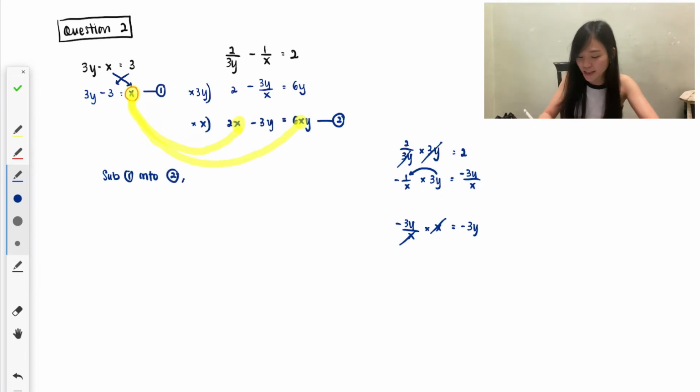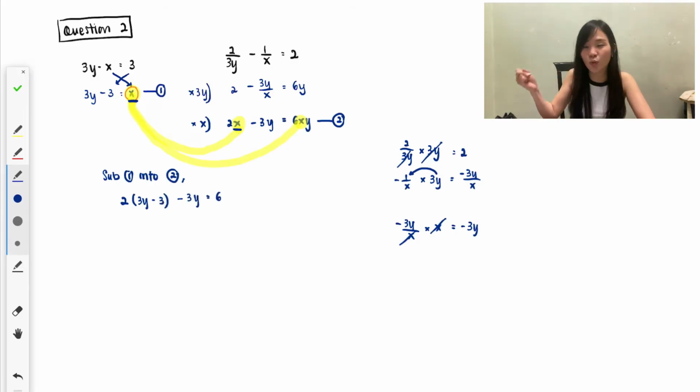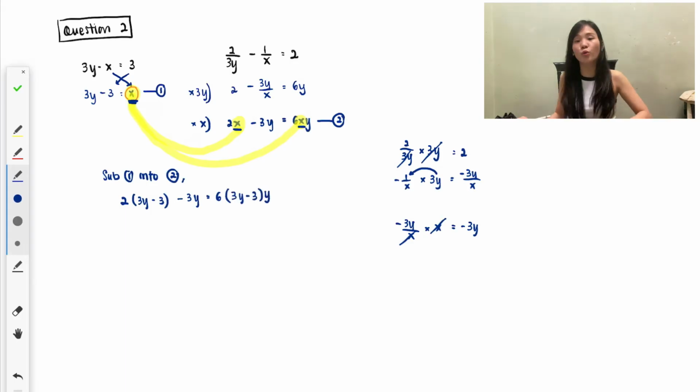So when I sub inside equation 2, isn't it the x here, you guys will sub whatever you already prepared. So isn't it the x will become 3y minus 3. Put bracket, yeah? Minus 3y equals to 6xy. Don't write 6xy because you're going to sub. So isn't it the x also will be replaced by whatever equation 1 has. So isn't it the x will be 3y minus 3. At the end of it will be y.